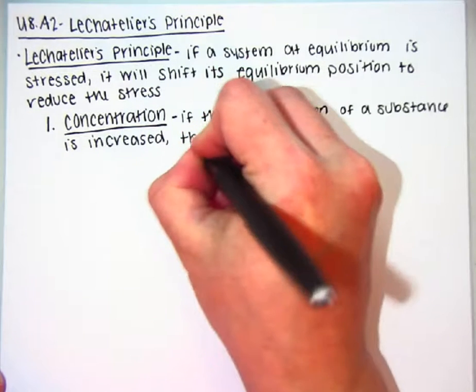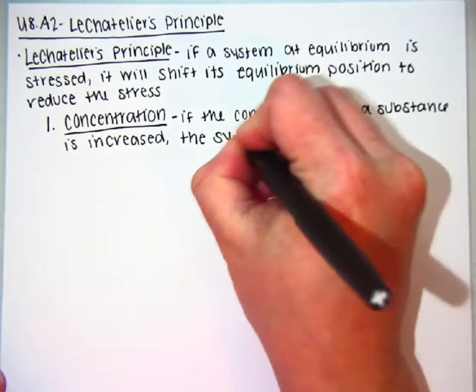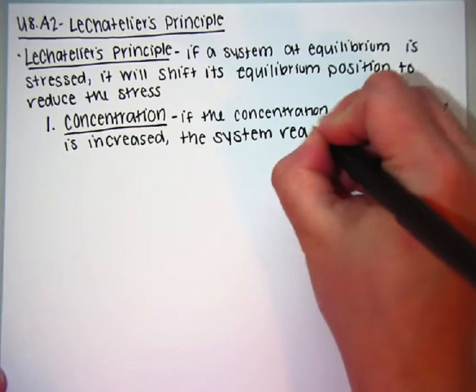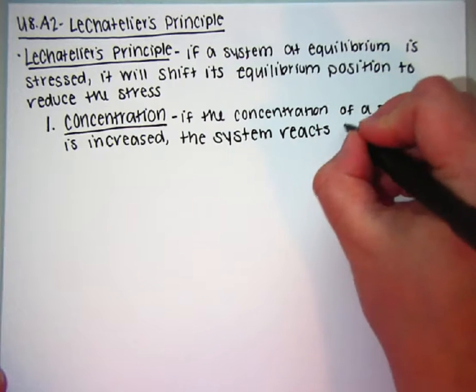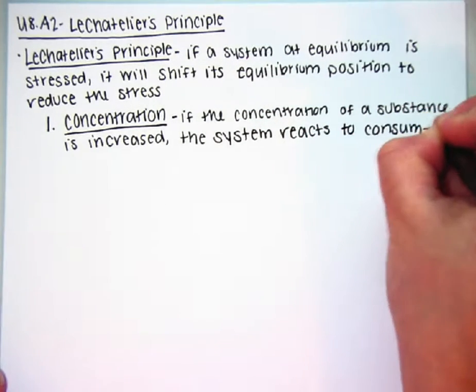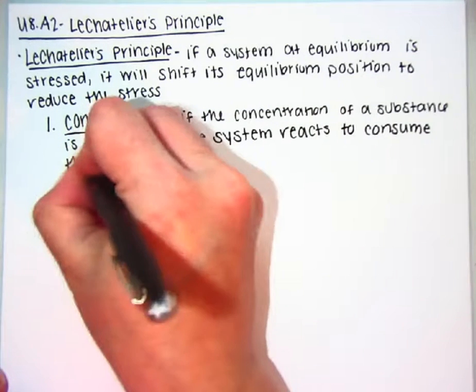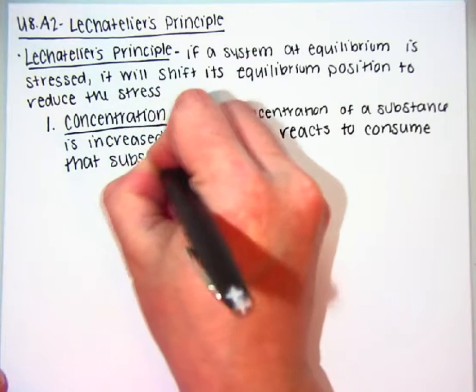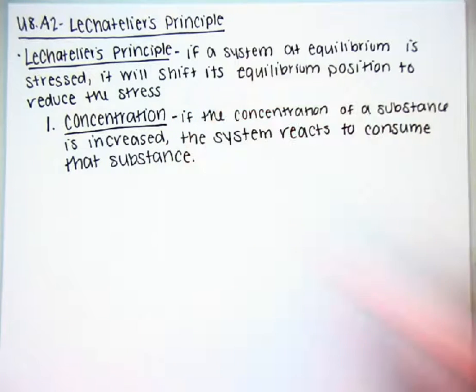So the system reacts to consume or use up that substance. Let's say we increase the concentration of a reactant. The way we restore equilibrium is by using up that reactant.